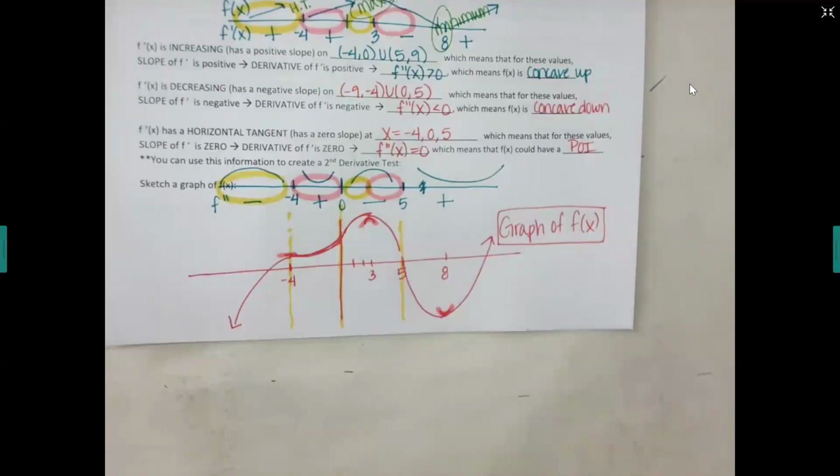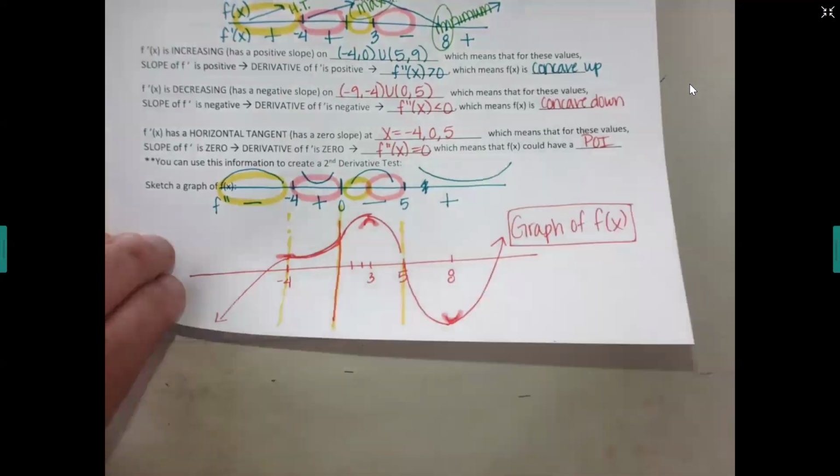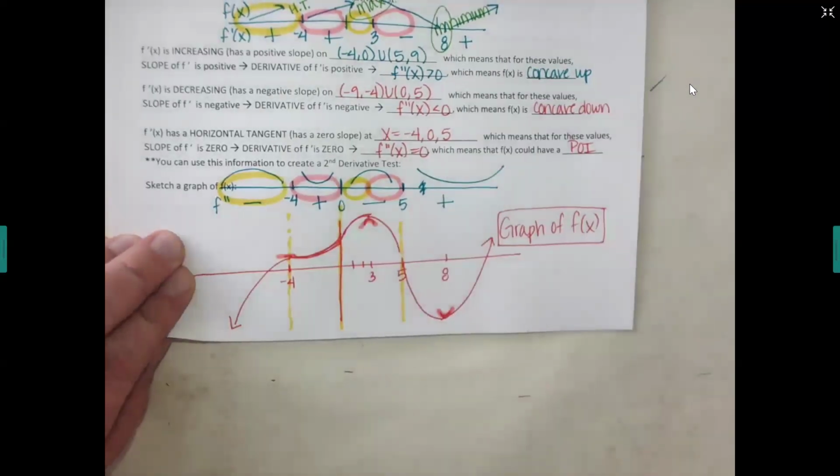Because when you take a derivative, you lose a little bit of information, so you don't know exactly how high this max is or how low this min is. You just know the general shape. So as long as your shape is correct, you would get basically full credit on the AP test for it. Okay? Turn the page. Let's do one more. Hopefully this one can go a little bit faster.